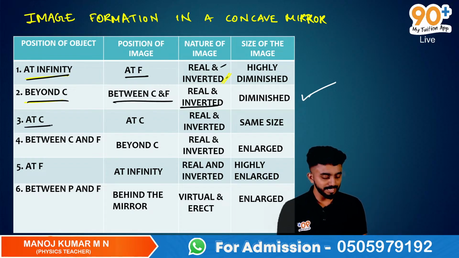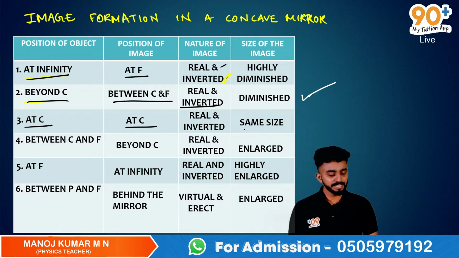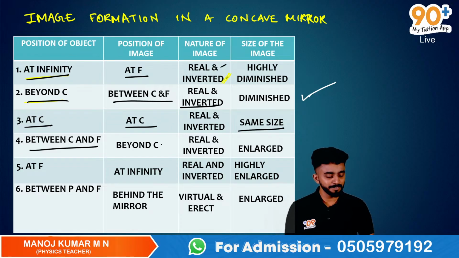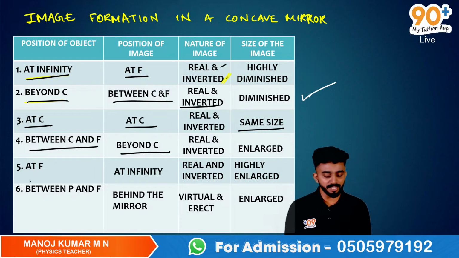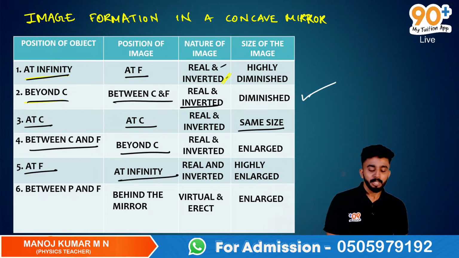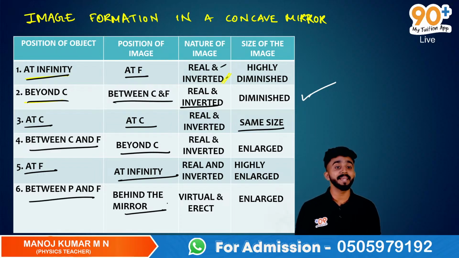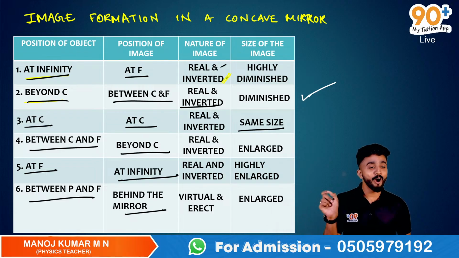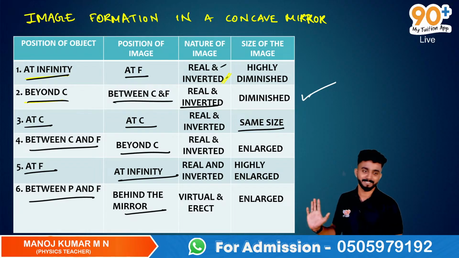If the position of the object is at C, the position of the image will also be at C. For sure, the size will be the same. If the position of the object is between C and F, the position of the image will be beyond C. If the object is at F, the position of the image will be at infinity. If the object is between P and F, the position of the image will be behind the mirror. That is the exceptional case. Only exceptional case which we have in the case of a concave mirror is this case.